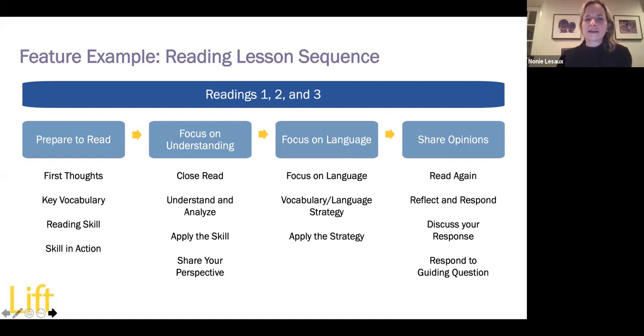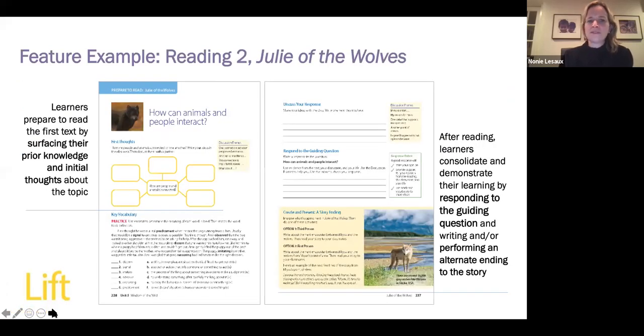For every reading, we have this lesson sequence so that we are moving through the reading material in ways that teach us how to read to learn and give us tools and routines for working with text. In this example, here's a kind of feature example. We're preparing to read by surfacing prior knowledge, initial thoughts about the topic. That's a pretty straightforward and common approach. We are really pushing on the after reading as well. That is very much into the critical thinking.